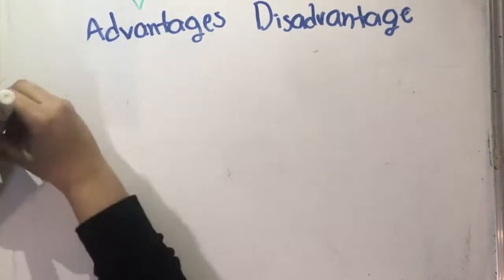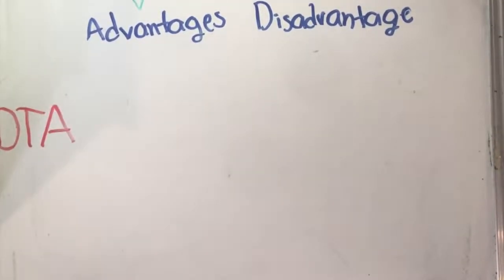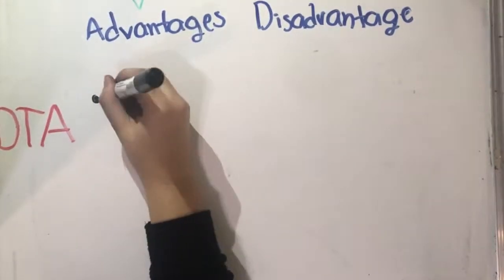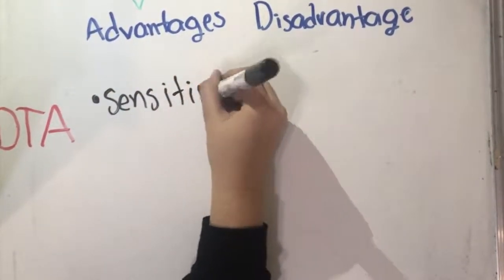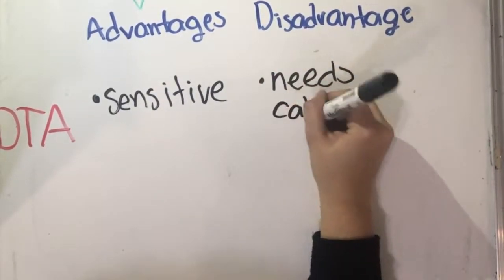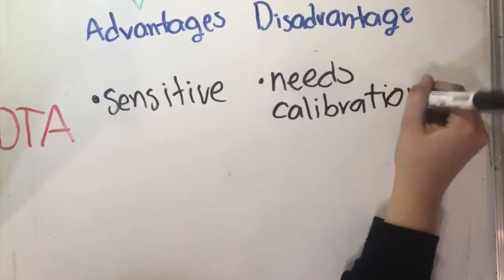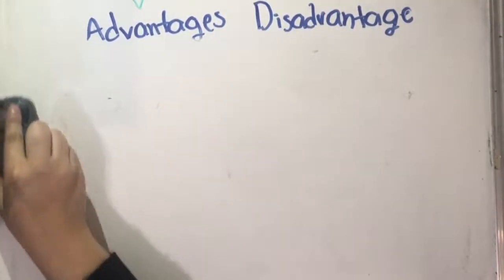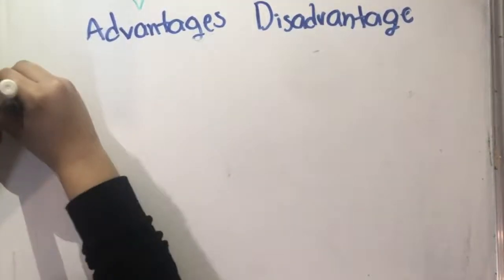radiation. In the case of DTA, the advantages are that it can be used at very high temperatures. It has highly sensitive features and transition temperatures can be determined accurately. However, on the bad side, DTA needs calibration and a reference sample.